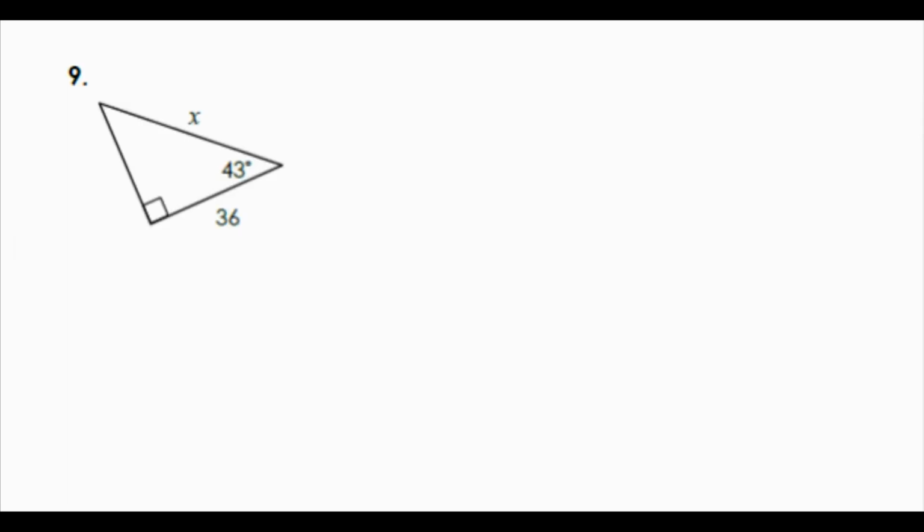Now let's jump to number 9. So now I have 43 degrees, a side length of 36, and a side length of x. Again, I'm relating to the 43. 36 is the adjacent side, x is the hypotenuse. Adjacent over hypotenuse is cosine. So cosine 43 is going to be equal to 36 over x.